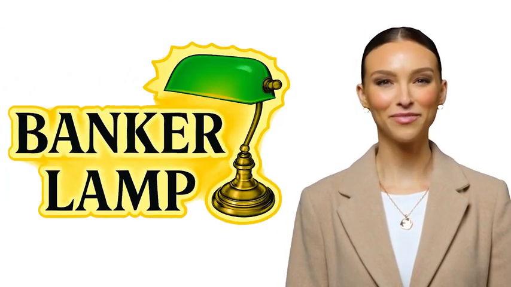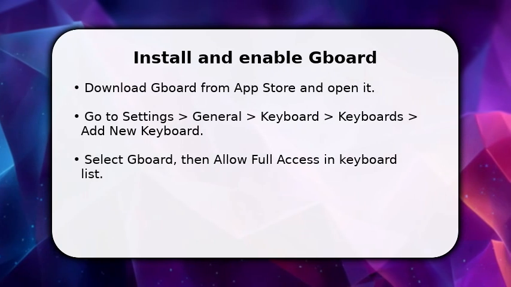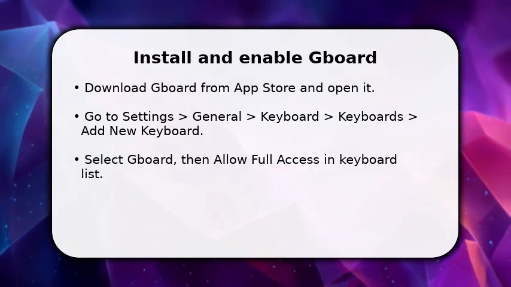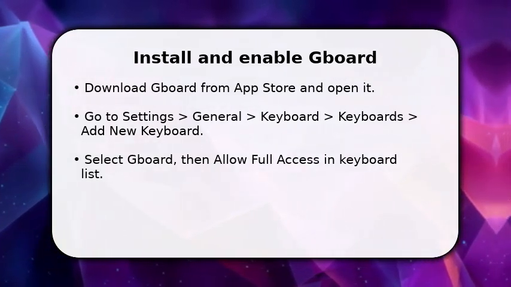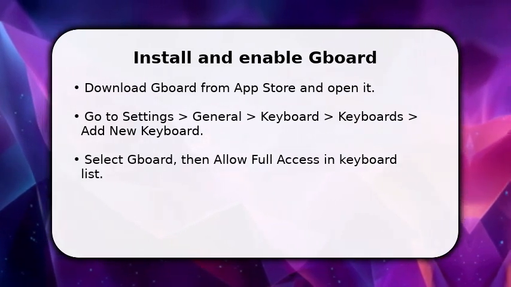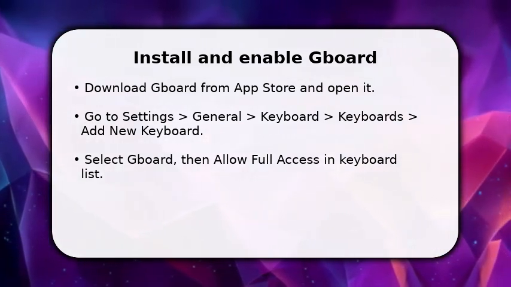Please enjoy the video. You start by installing Gboard and immediately enabling it so you can use its features. Open Settings, choose General, then Keyboards, and add Gboard as a new keyboard. This gives the system access.